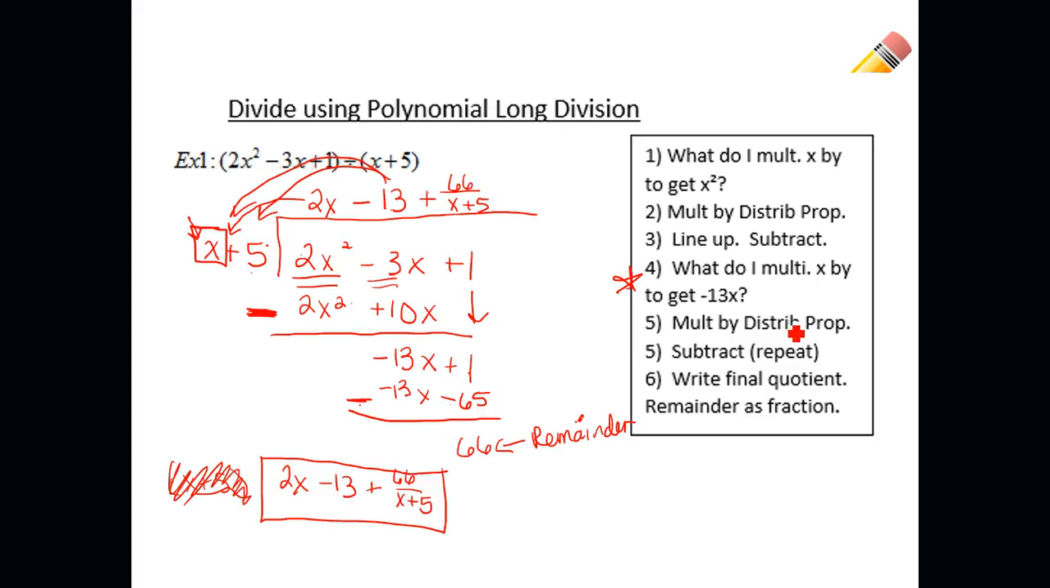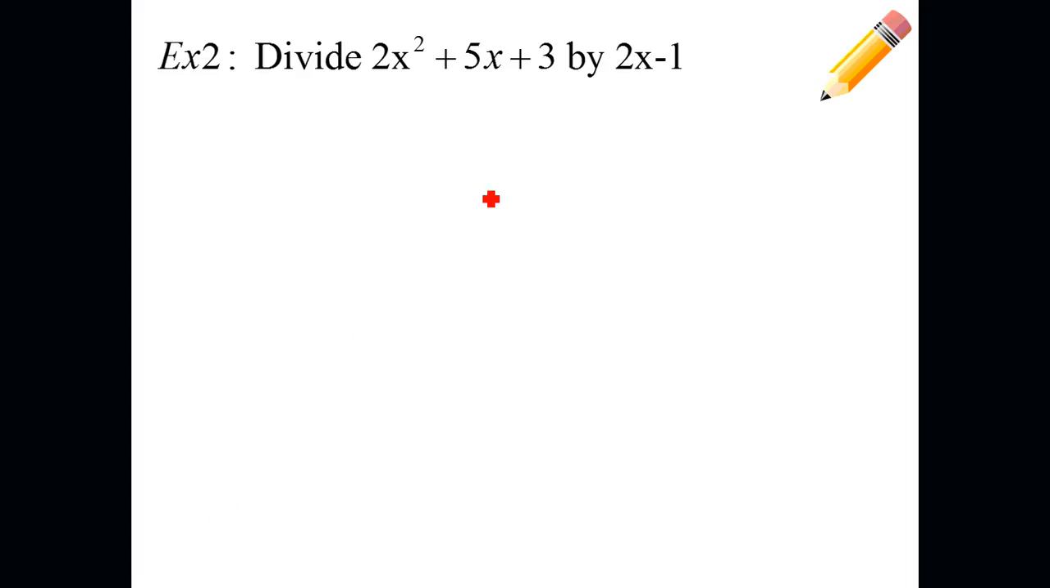So remember, we're going to do this: what do I multiply by to get something else? We're going to multiply, line up and subtract, and keep repeating that process, and we write our final quotient and a remainder as a fraction. So let's try a few more examples here.